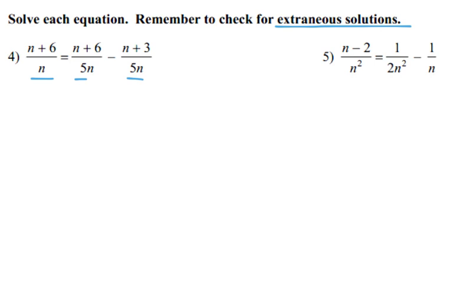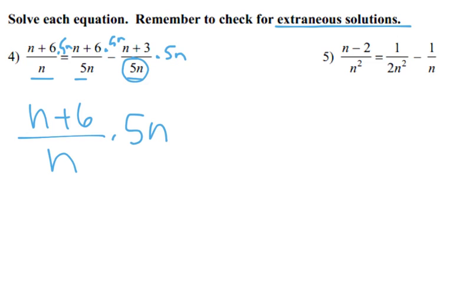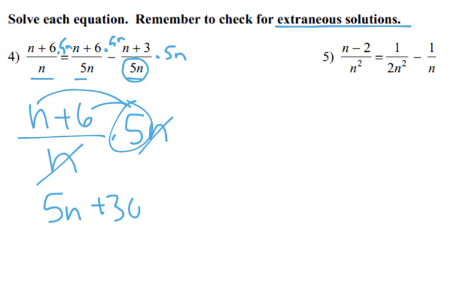So think of it this way. How would I get rid of that 5n? Well, I'd multiply by 5n. Okay. In an equation, if I multiply by one number, I have to multiply every piece by that number, right? So, would multiplying by 5n get rid of everything? Yeah, it would, wouldn't it? Because if I multiply this by 5n, the n's would cancel. I'd still have a 5, and I'd get 5n plus 30 for that left side. Okay.